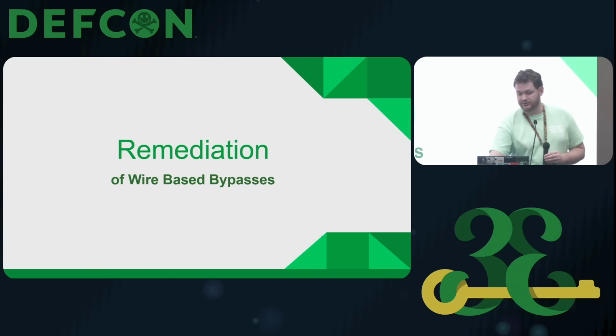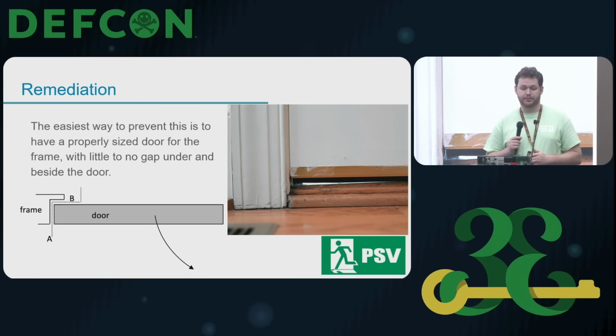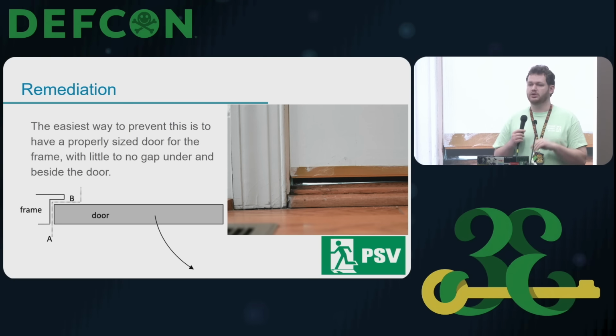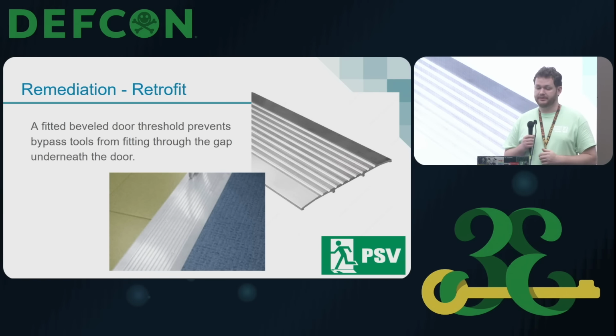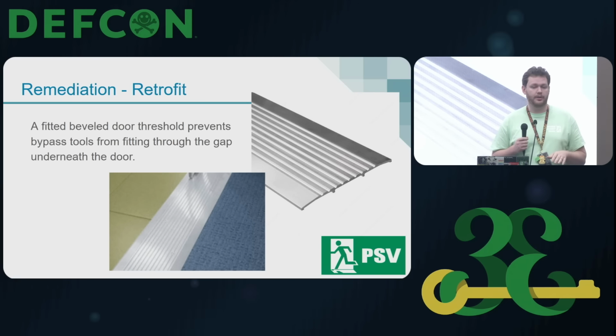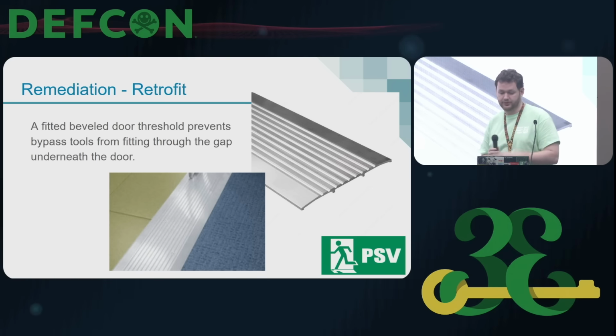So the best remediation for wired bypasses is, again, proper installation, having the door sized properly for the frame with no gap underneath or on the sides to allow the tools to be inserted in the first place. Some retrofits that you can make include a fitted bevel door threshold. You see these, again, very common in public spaces, that prevent gaps from being formed at the bottom of the door so that wired tools cannot be inserted.